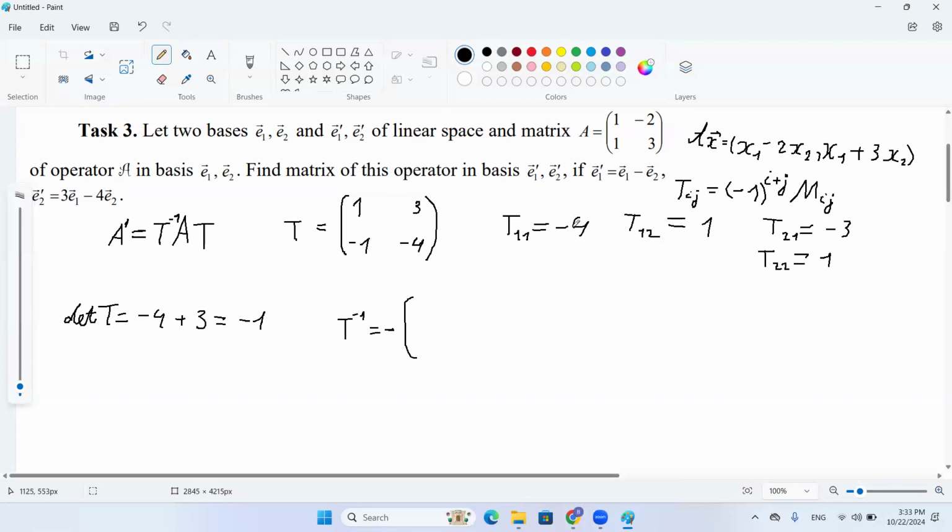So -4, 1, -3, 1. Don't forget that it's transposed.